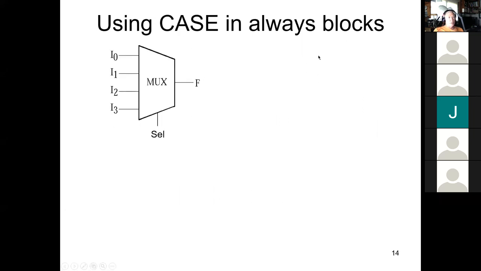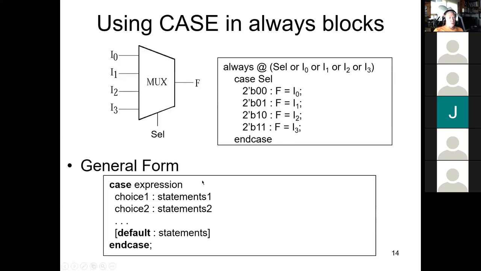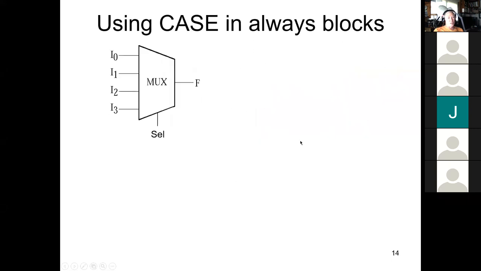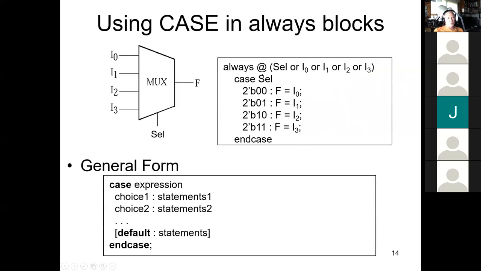Okay. And then case statement, same thing. You can do this with a case statement. Again, case statement has to be in an always block. So is this more readable than say this or this? Yeah, it probably actually is. So that's one of the reasons why people do this.